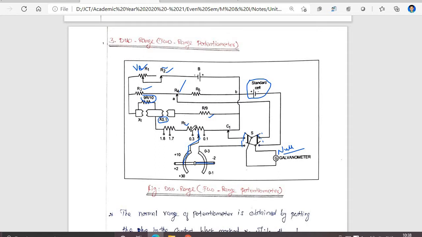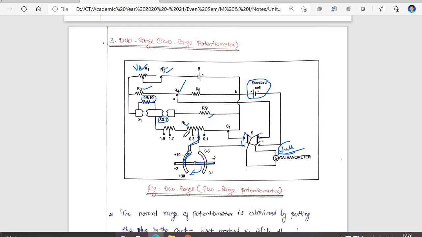Okay, so at the same time you can also change this dial and this rotary van. Okay, this is the rotary van or rotary point. You can adjust and move the sliding point, and we have already plugged in the least value x 0.1, and you can set the galvanometer null, because at the initial time the galvanometer will not point out the null point.